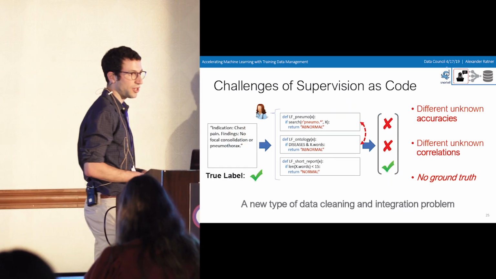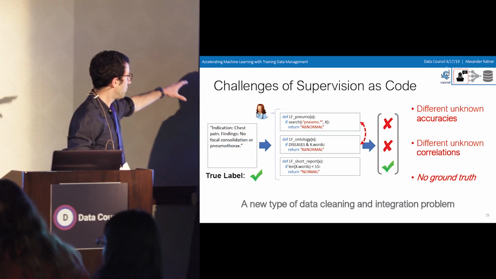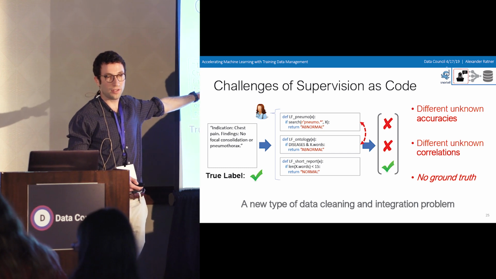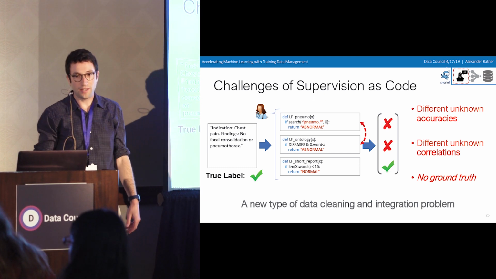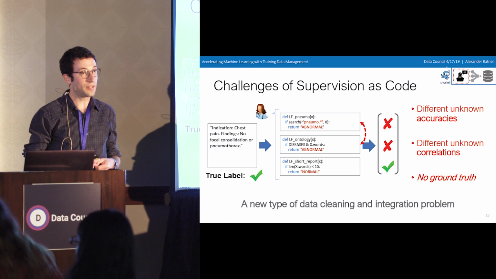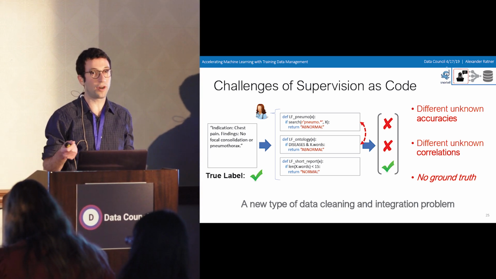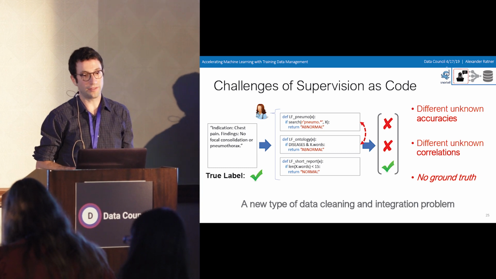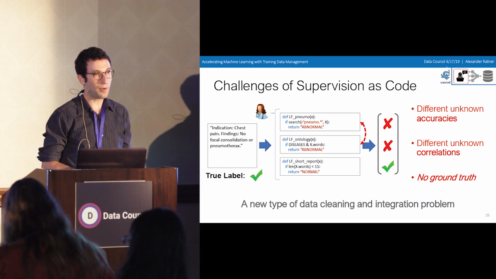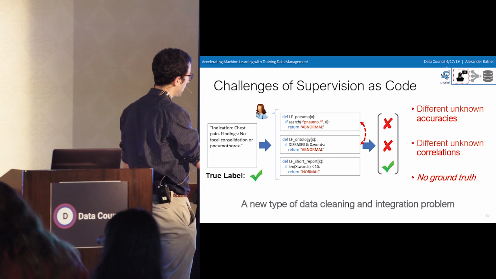So just to give a sense of those challenges more concretely, imagine we have this report again. Here are three of those labeling functions. Challenge number one is that these labeling functions have different accuracies. And they'll often disagree with each other. And here, if we even just tried to take, say, a majority vote of their labels, we would get the wrong answer. The second problem is that they can have correlations that are kind of subtle.